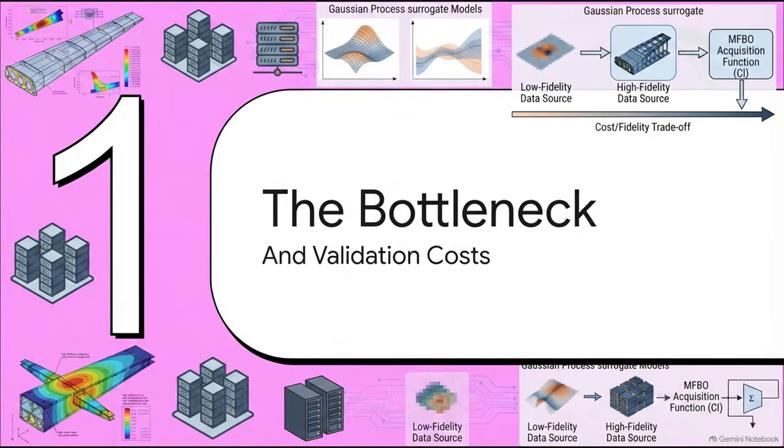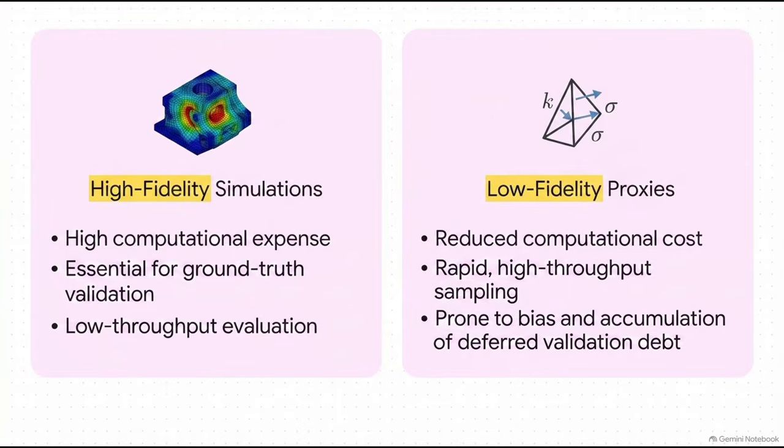Okay, let's kick things off with sections 1 and 2, diving into the computational bottleneck and how MFBO handles validation costs. This setup brilliantly illustrates the core problem we're facing. On one hand, you have your high-fidelity evaluations. Think of these as your physical prototypes or your massive, fine-mesh, finite-element simulations. They're super expensive, but inherently trustworthy. On the other hand, you have low-fidelity evaluations. Sure, they're cheaper and way faster, but they're obviously less accurate.